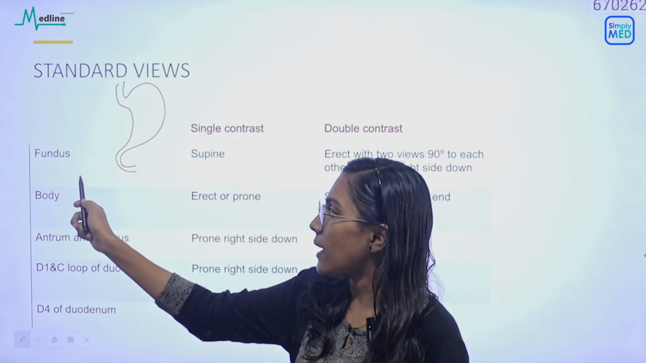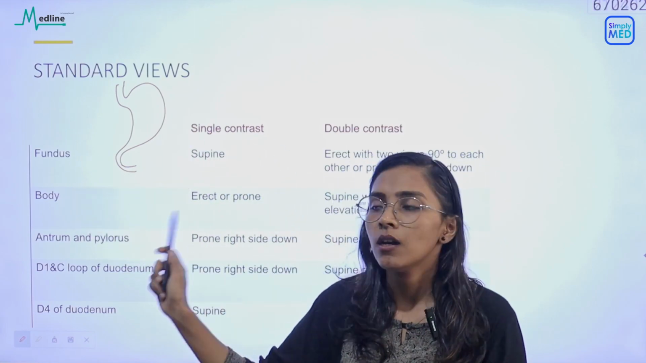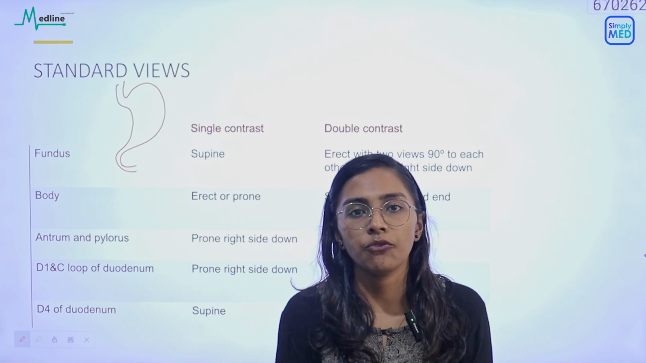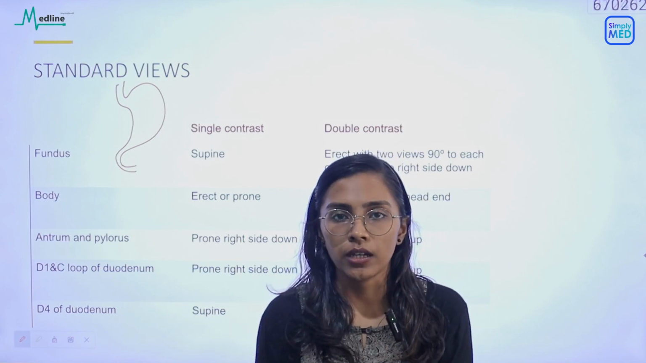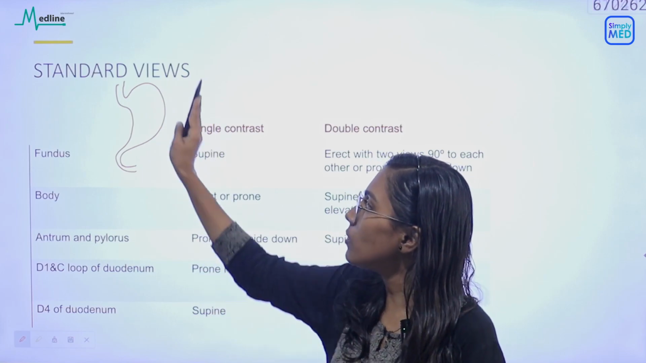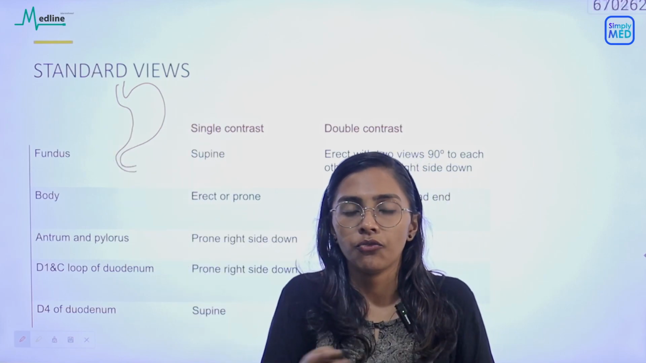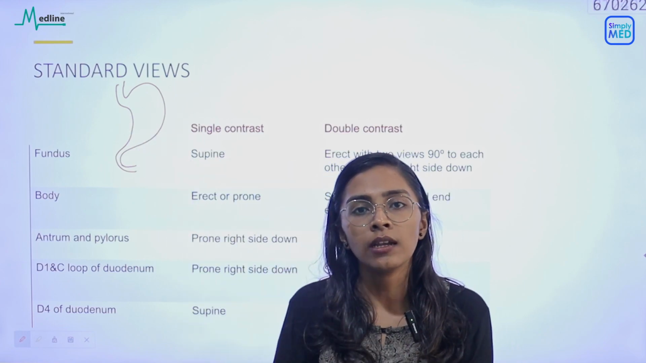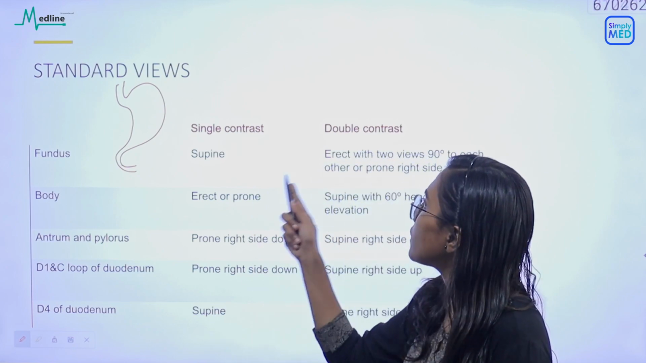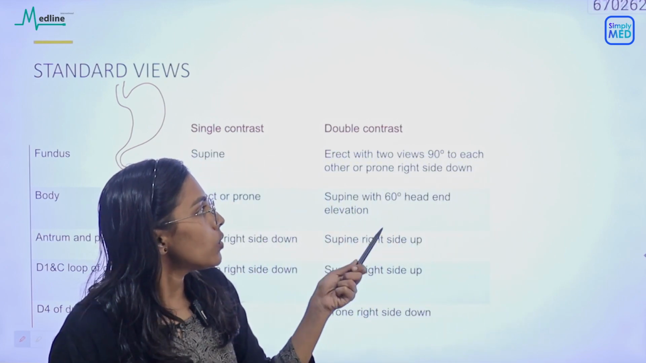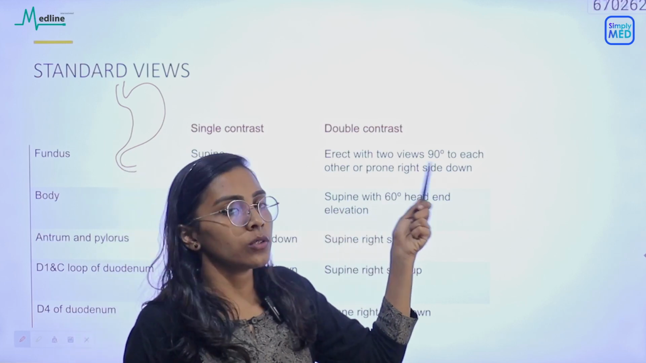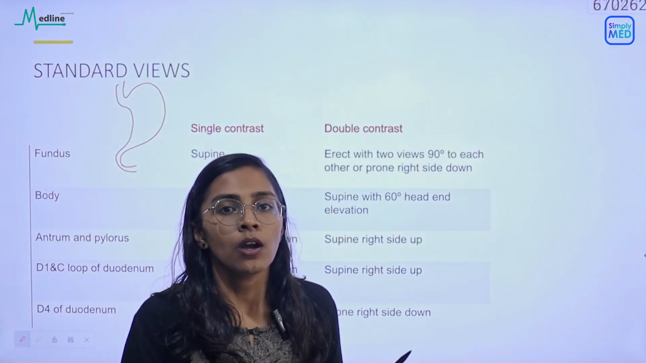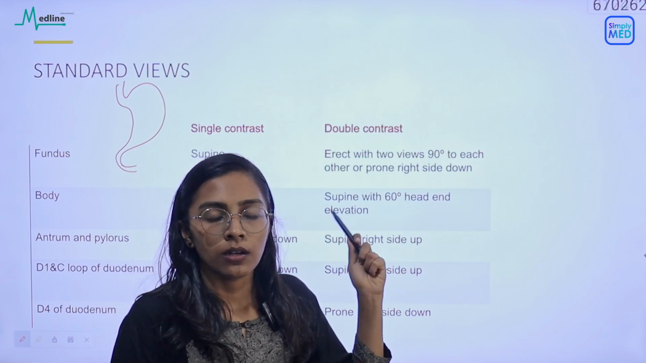For the first part, in order to see the fundus, how do we have to position the patient? Just positioning the patient supine itself will give you a good image of the fundus. This is how the stomach is located in our body. If we lie down, we can see the fundus part in the supine view, that is the anterior view only. If you're going for a double contrast study, then we can also have erect views, two views perpendicular to each other. First we can take an erect AP, then an erect lateral, or a prone right side down view also.